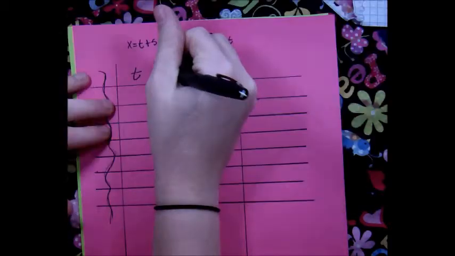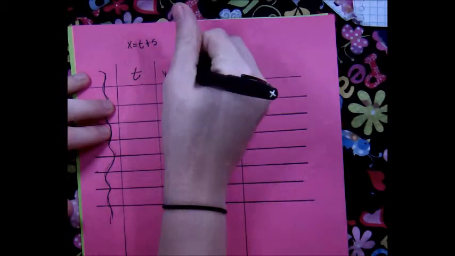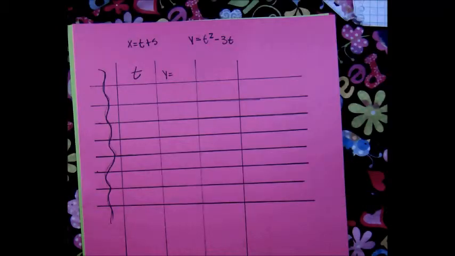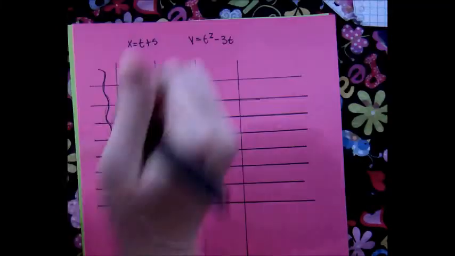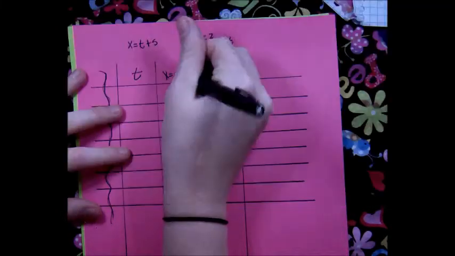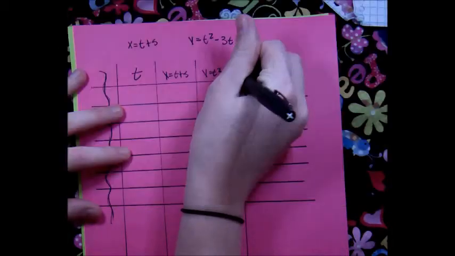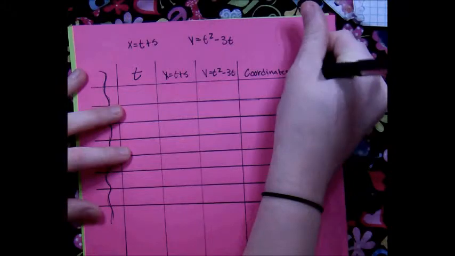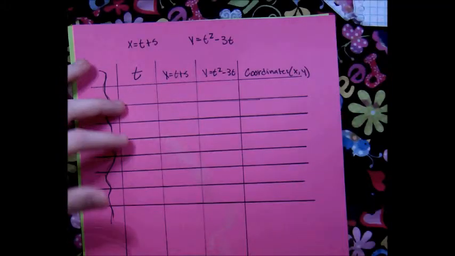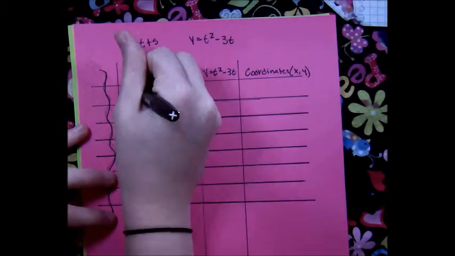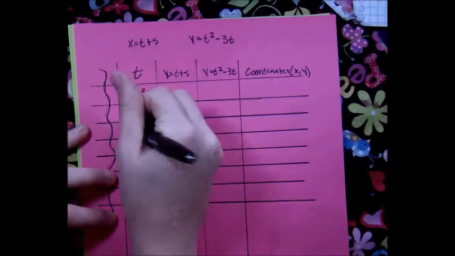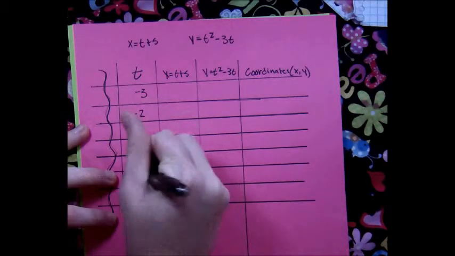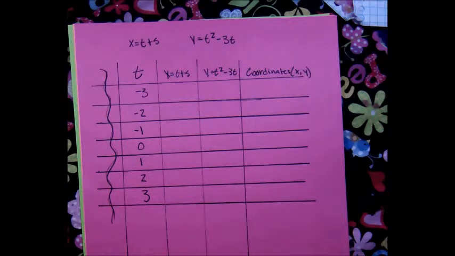So first we're going to find the coordinates. We're going to make a table, and our first column is going to have t, which is our variable. Our second column is going to have our first equation, x equals t plus 5. Our third column is going to have y equals t squared minus 3t. And our last column is going to have our coordinates. We're going to be using the domain negative 3 is less than or equal to t, which is less than or equal to 3.